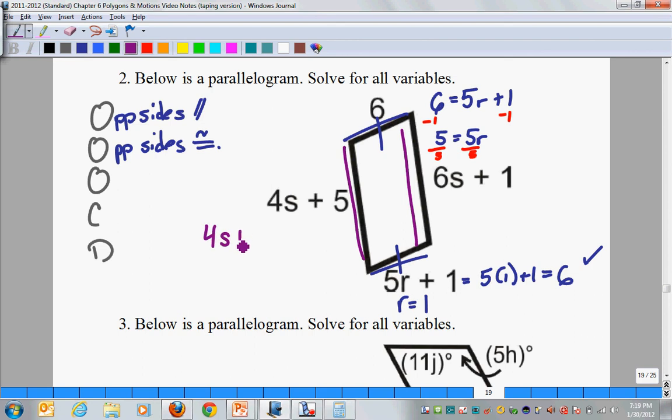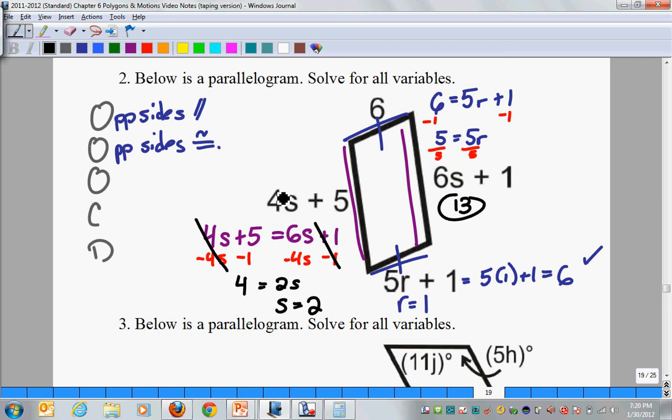We have 4s plus 5 equals 6s, S, not x, plus 1. We're going to minus 4s. Minus 1. These cancel. These cancel. We end up with 4 equals 2s, and s equals 2. Let's check here. 6 times 2 is 12, plus 1 is 13. 4 times 2 is 8, plus 5 is also 13. So s does equal 2.